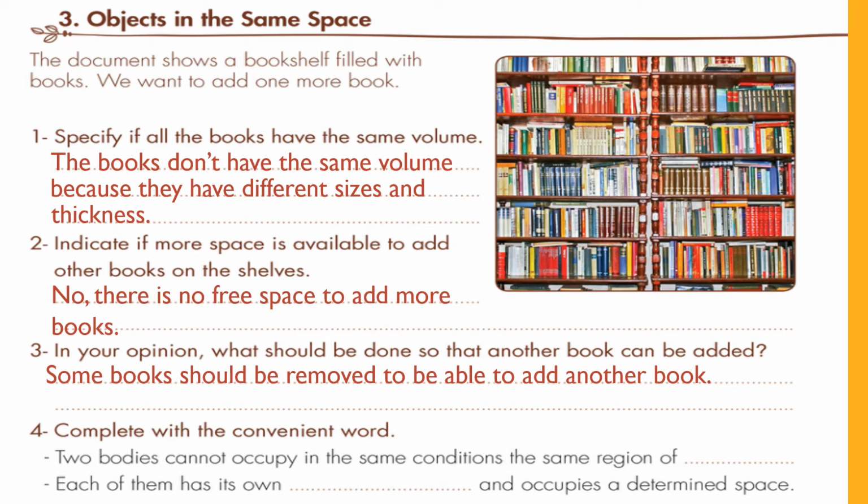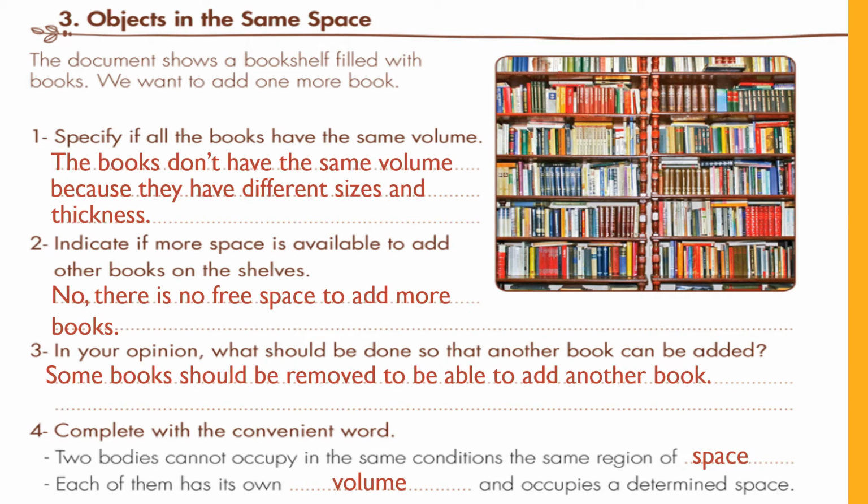by another book. Number 4, complete with the convenient word. Two bodies cannot occupy in the same conditions the same region of space. So that's why I cannot put two books in the same place at the same time. Each of them has its own volume and occupies a determined space.